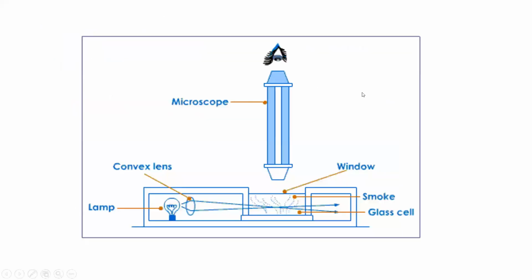Then how can we practically observe this Brownian motion? This is the experimental setup to observe Brownian motion. As you can see here, we have a microscope. This is an eyepiece, and here we have the objective. What we have here is a glass, and inside this glass we have a smoke particle. We can take a smoke particle or we can take a dust particle.